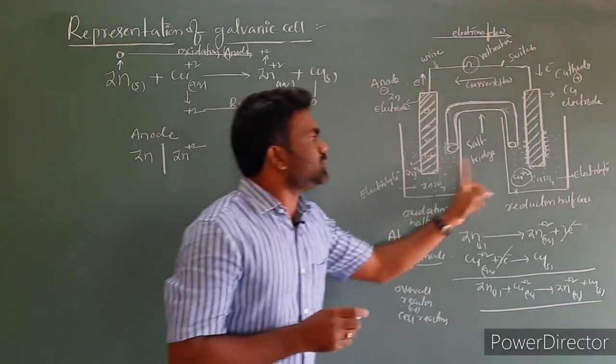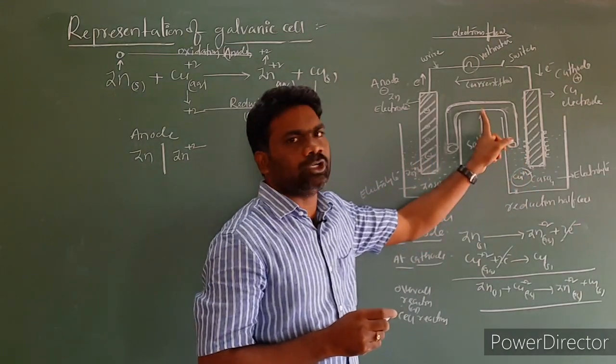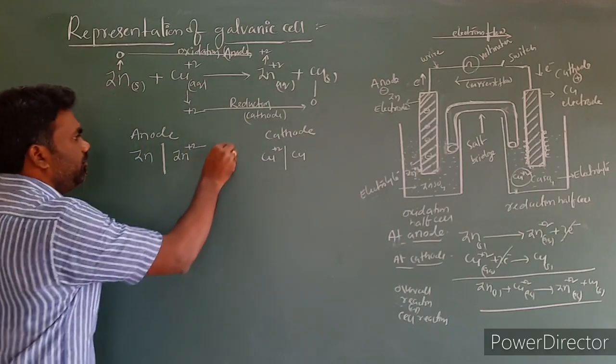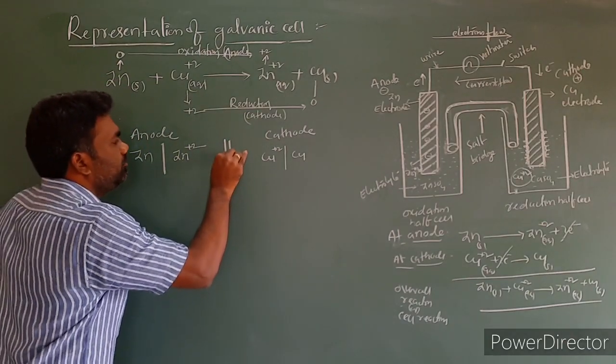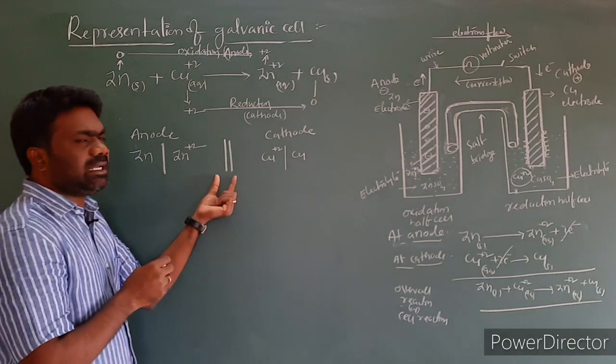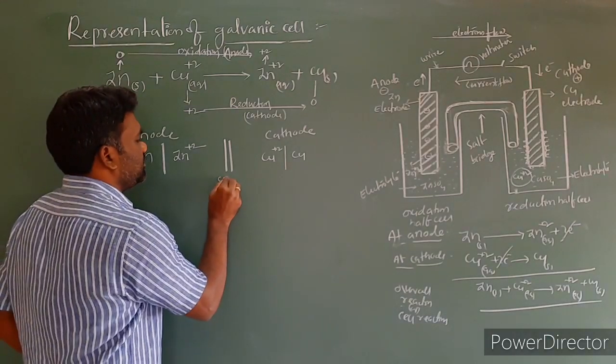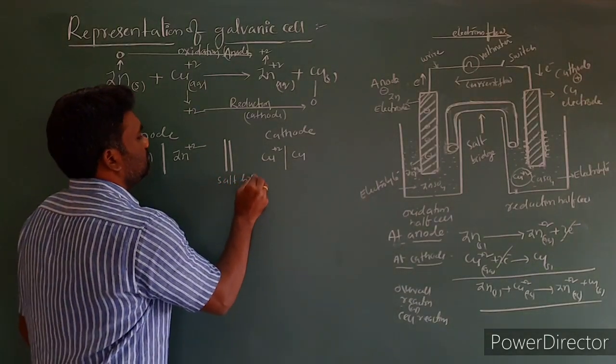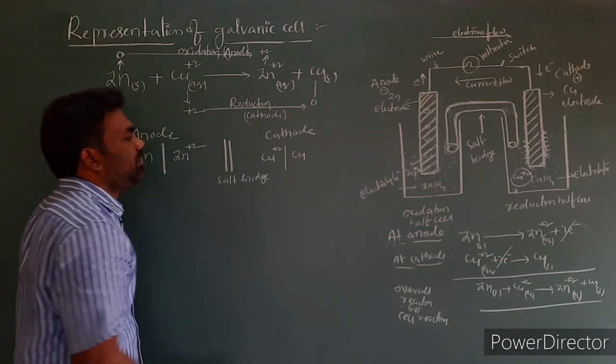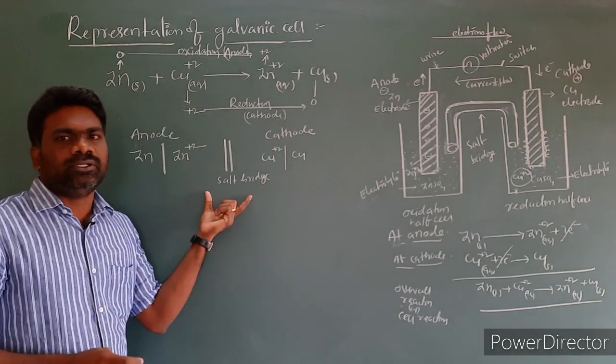And these two half cells are connected by a salt bridge. Whenever there is a salt bridge, we have to keep a double vertical line. This double vertical line indicates the salt bridge.